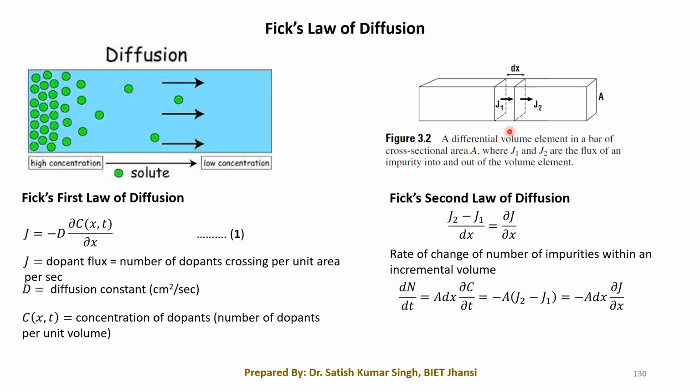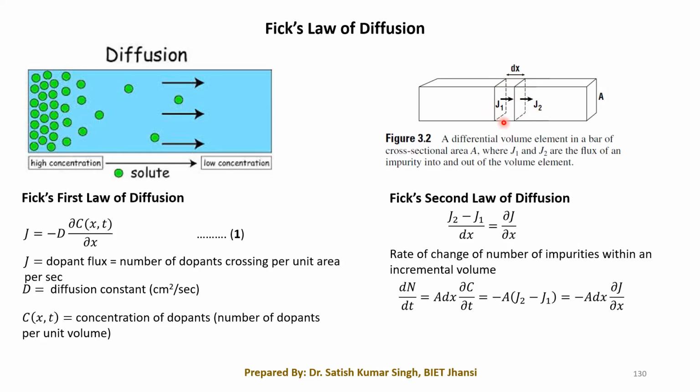If J2 and J1 are not the same, then we can write the net accumulation of the impurity atoms within this incremental volume. The volume will obviously be equal to the cross sectional area A times this distance dx, so the incremental volume is A into dx.